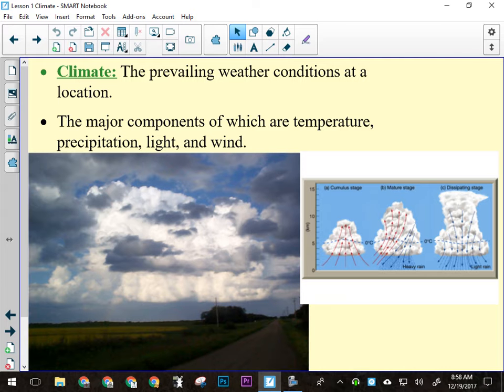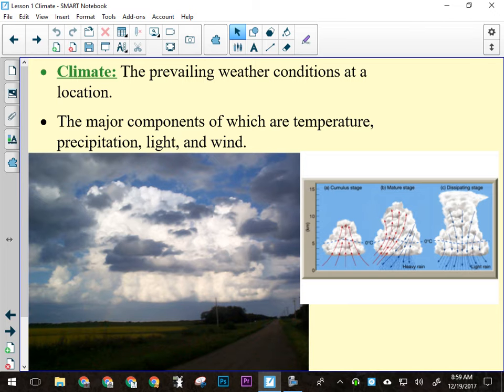Now, does everywhere on Earth get thunderstorms? No, not every place on Earth gets thunderstorms, because the components of climate in those places are not the same as they are here. We get thunderstorms pretty often, but not as often as other places. You go down to Tornado Alley in the United States, they get thunderstorms all the time. The thunderstorm season is a lot longer than ours, and they tend to be quite a bit more severe than ours. You don't get a name like Tornado Alley for nothing.